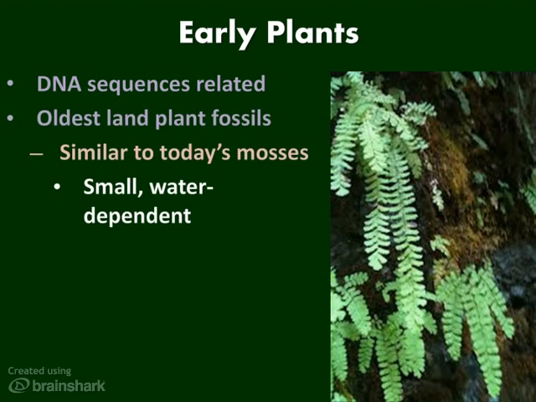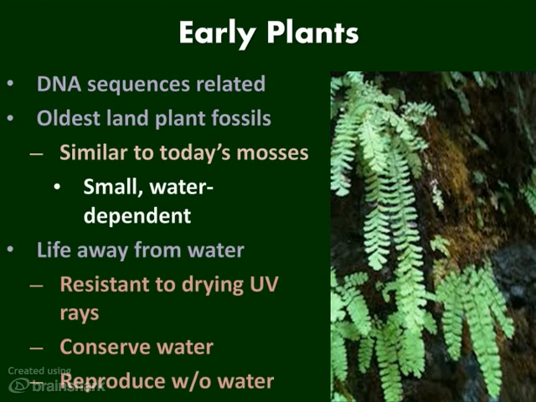Over time, adaptations that allowed plants to succeed further and further away from a water source more often included resistance to the drying UV rays of the sun, the ability to conserve water, and the ability to reproduce without water. So those adaptations allowed plants to live further and further away from sources of water. As plants appeared on land, colonized and thrived with these adaptations, the environment was forever changed.